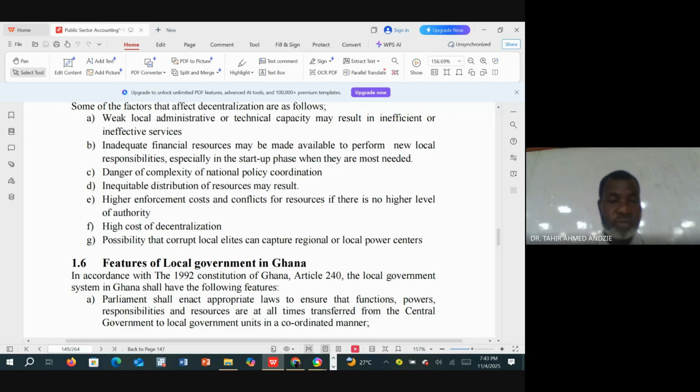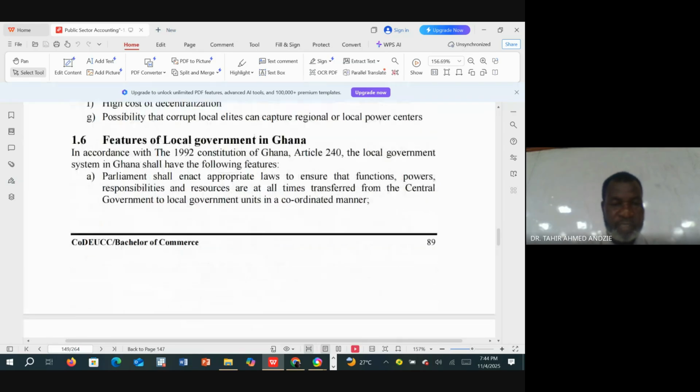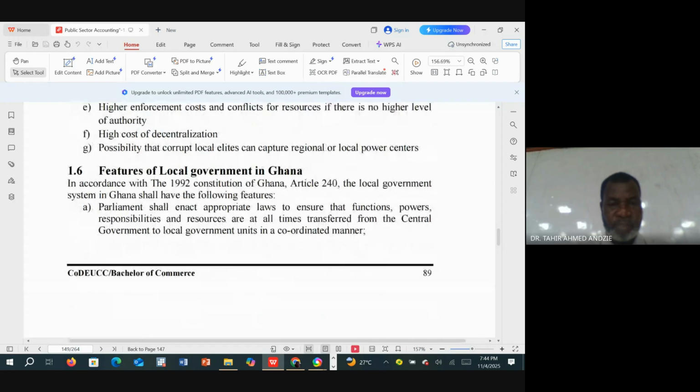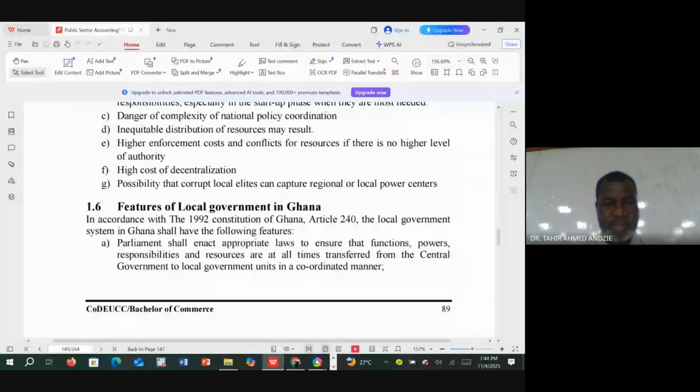Then we have the high cost of decentralization, because decentralization also may involve higher costs. Then the possibility that corrupt local elites can capture regional or local power centers. Of course, in decentralization, in the local area, we have a few people who may have the money, and then they capture the power and use the power anyhow. So that is some of the problems regarding decentralization.